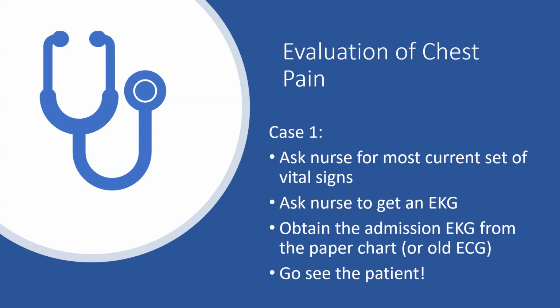And you're going to ask your nurse to get an EKG. And in the meantime, while they're getting the EKG, you want to go look at the old EKG. That's really important. So you always want to look at an old EKG and compare it to the new EKG. For example, if they have a left bundle branch block on this new EKG that you get, if you haven't seen the old EKG, you're really not going to know, right? If that left bundle branch is old, you may not be as concerned, but if that left bundle branch is new in the setting of new onset chest pain, that's going to be more concerning. And then of course, you want to go see the patient.